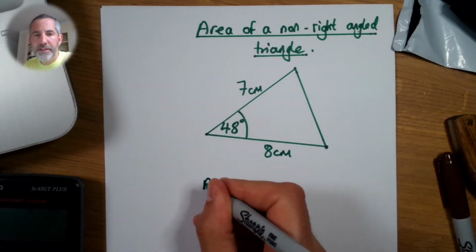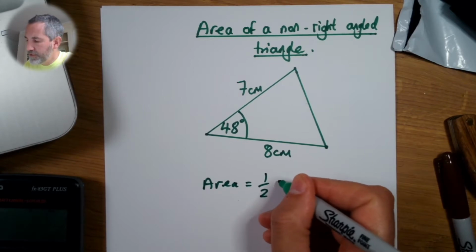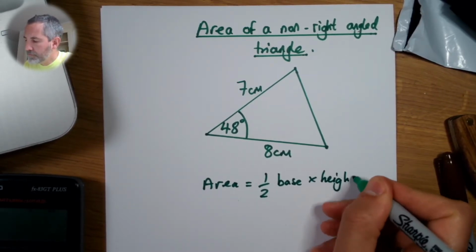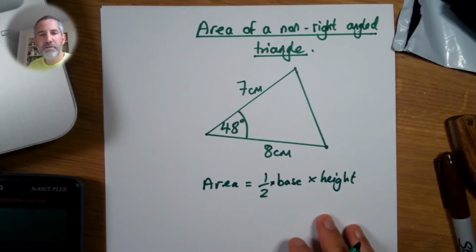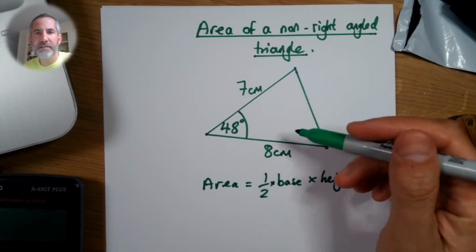It is this one, half base times height, isn't it? You all know that formula. The trouble is, we haven't got a base and a height for this triangle.